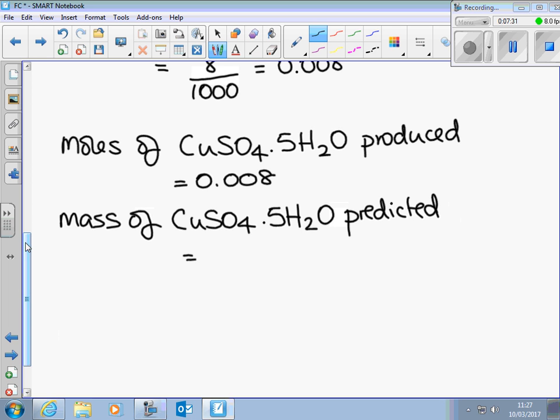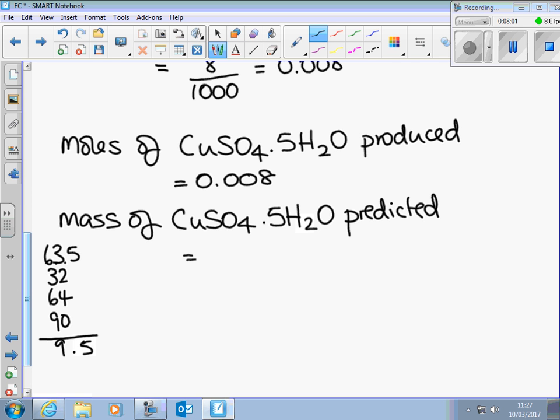Right, copper, 63.5, sulfur's 32, 4 oxygens is 64, water's 18, 5 lots of 18 is 90. I think I've got those right. 4, 5, 6, 15. I've done something wrong. I haven't lined them up quite right, have I?